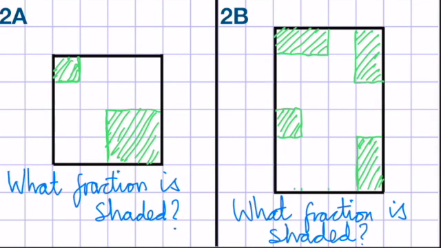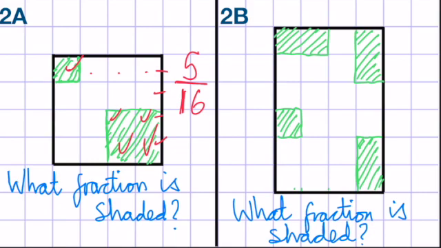Let's do the same for 2A and 2B. Okay, first off for 2A, there is 1, 2, 3, 4 rows and 1, 2, 3, 4 in each row, so 4 times 4 is 16. Let's count how many are shaded. 1, 2, 3, 4, 5. 5 16ths. We can't simplify 5 16ths any further because the highest common factor of both 5 and 16 is 1.